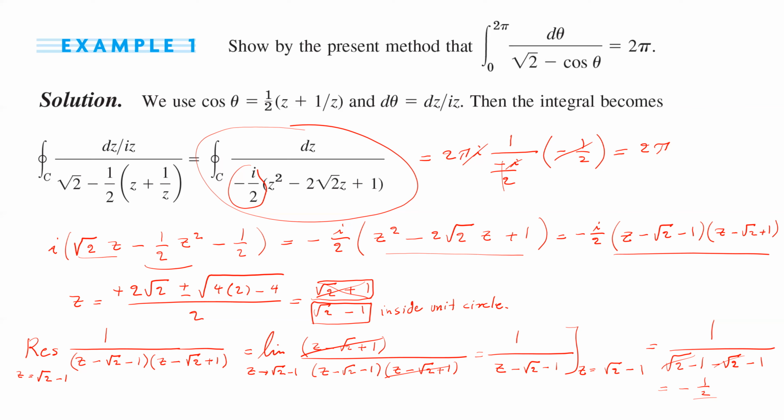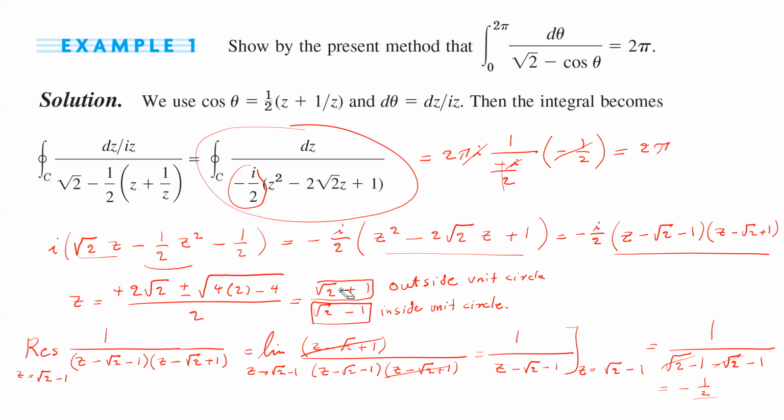For the square root of 2 plus 1, it is outside the circle because its value is greater than 1. The square root of 2 plus 1 becomes 2.42, and the square root of 2 minus 1 becomes just 0.42, right? So that's inside, that's outside. All right. So only the residue of those that are inside the unit circle matters. The other ones don't matter.